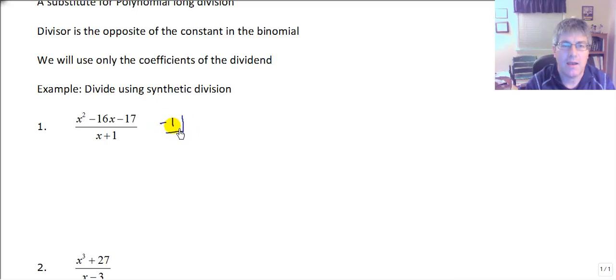So we're going to divide by negative 1. So we're going to use this negative 1. And then in the same row where the divisor is, and we're going to have 3 rows here in just a minute, we're going to use the coefficients of each of our terms in the dividend. So the coefficients are 1, negative 16, and our constant negative 17. I call this first row the coefficient row.